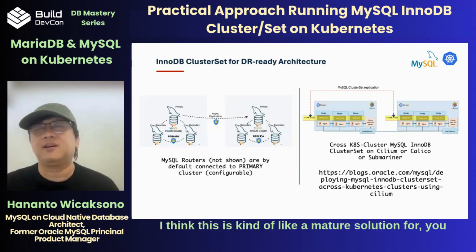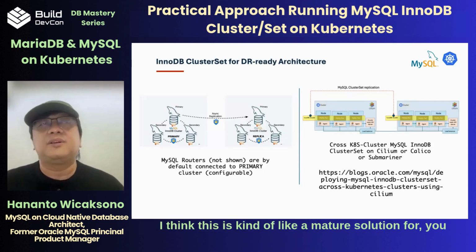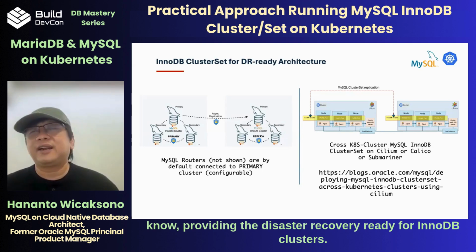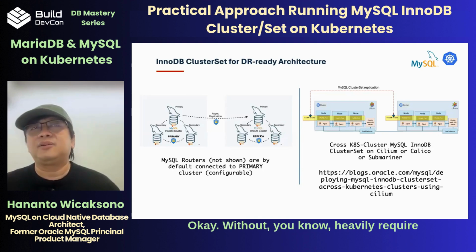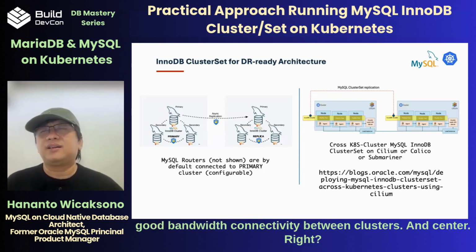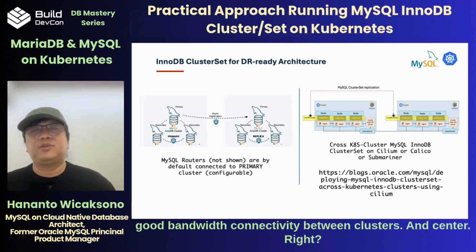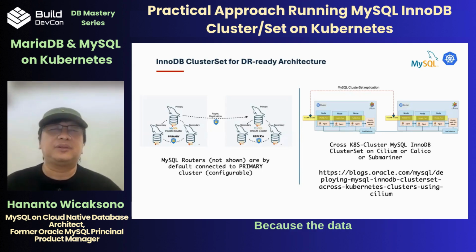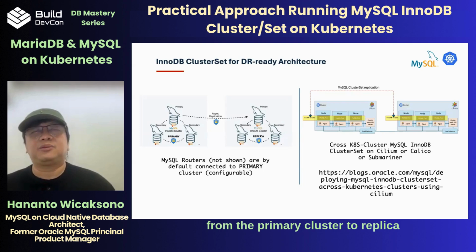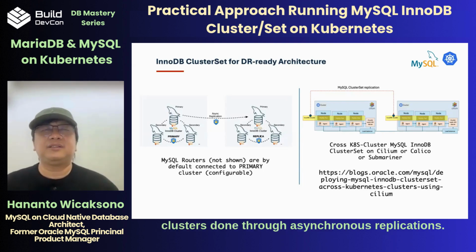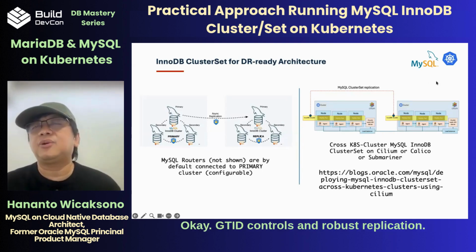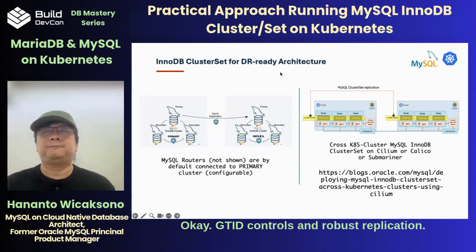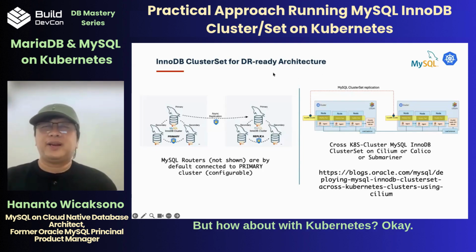I think this is a mature solution for providing disaster recovery readiness for InnoDB clusters. Without heavily requiring good bandwidth connectivity between two data centers, right? It's because the data from the primary cluster to the replica clusters is done through asynchronous replication, with GTID controls and role-based replication. But how about with Kubernetes?